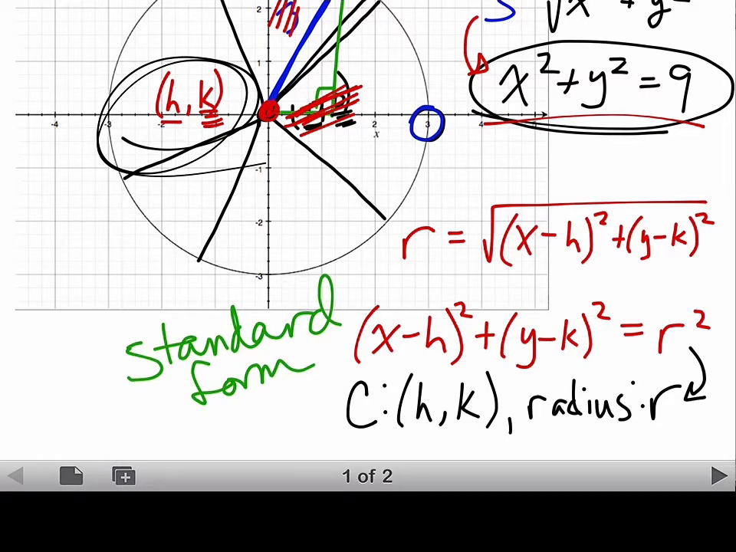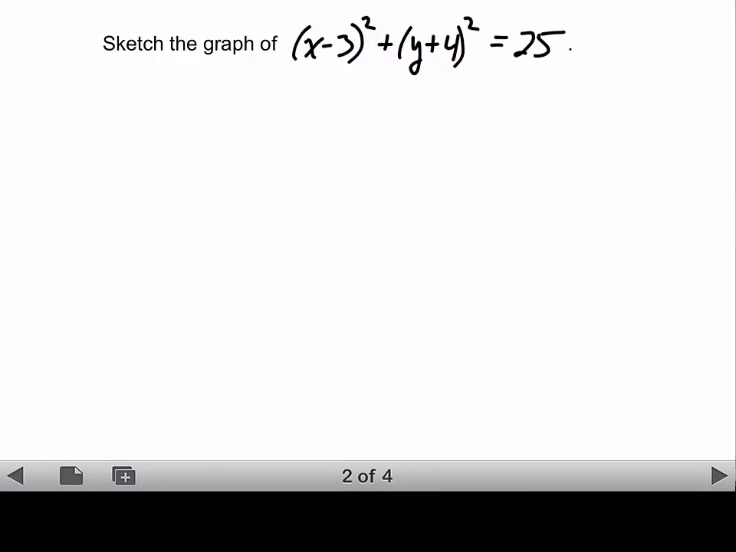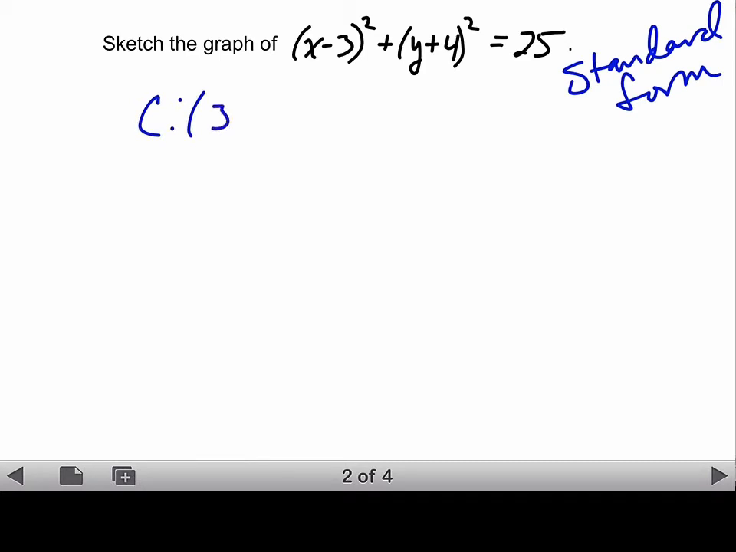Let's look at our first example. Sketch the graph of x minus 3, the quantity squared, plus y plus 4, the quantity squared, is equal to 25. And I notice that this is in standard form. And when the equation of a circle is in standard form, it's relatively quick and easy to get the center and the radius. The center is 3, negative 4, and the radius is 5.